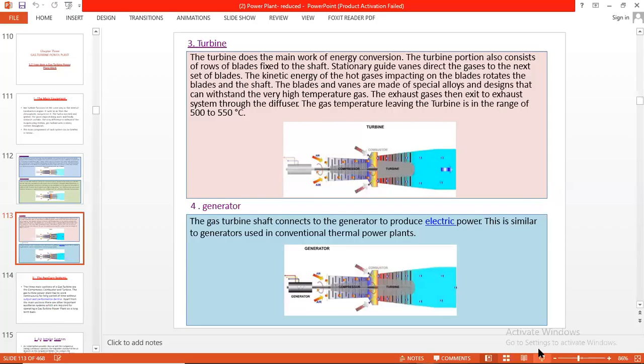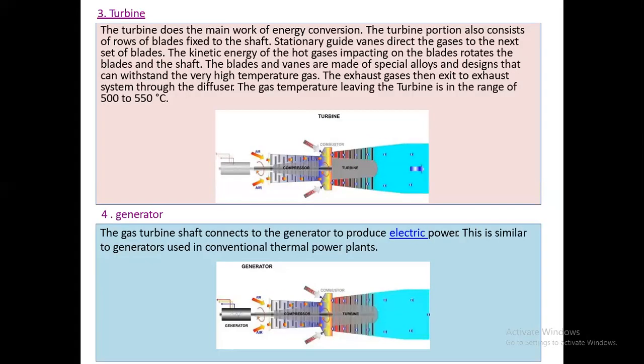So, I was discussing the turbine section. Now, moving towards the fourth part, that is the generator. The gas turbine shaft connects to the generator to produce electric power. The generator is placed at the end of the turbine section. This is similar to generators used in a conventional thermal power plant.